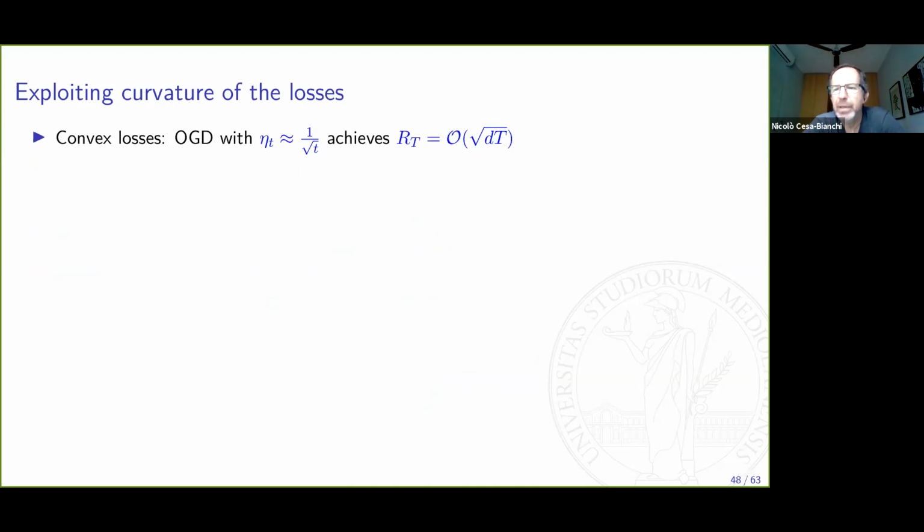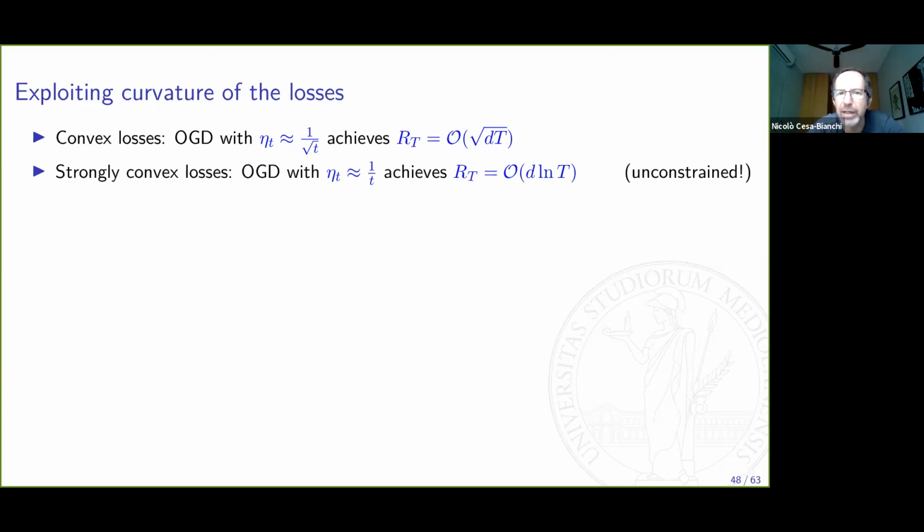So this linearization of the regret I told you about has a side effect, which is that basically I lose most information about the curvature of the loss, unless I do this linearization with a little bit more care, okay? So maybe if I know that my losses are strongly convex, rather than being simply convex, maybe I can get a better rate. And exactly this happens.